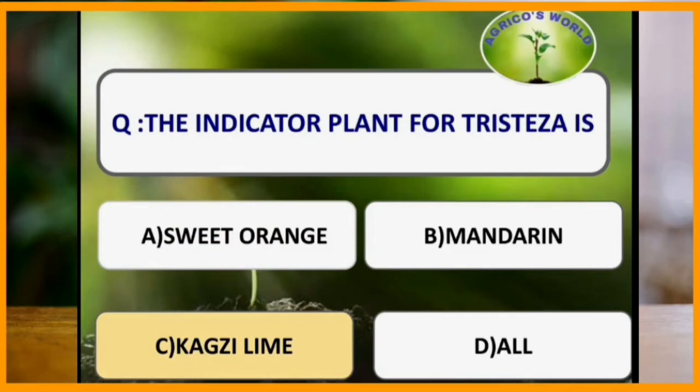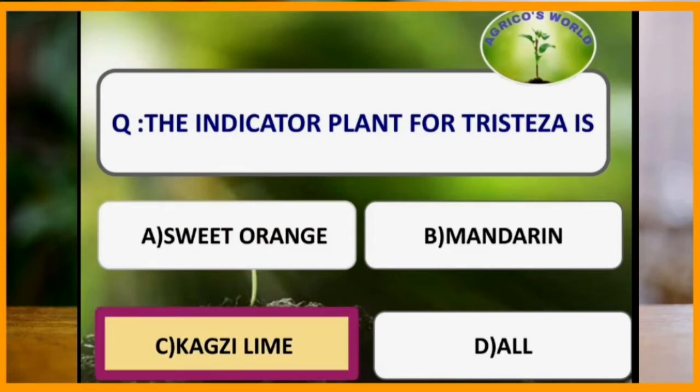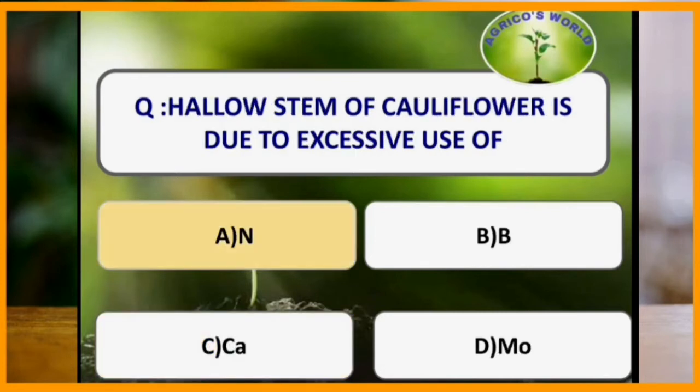What is the indicator plant for Tristeza virus? The indicator plant for Tristeza is Kagzi lime and it is called Citrus aurantifolia. It is used as an indicator because it is highly susceptible to Tristeza.